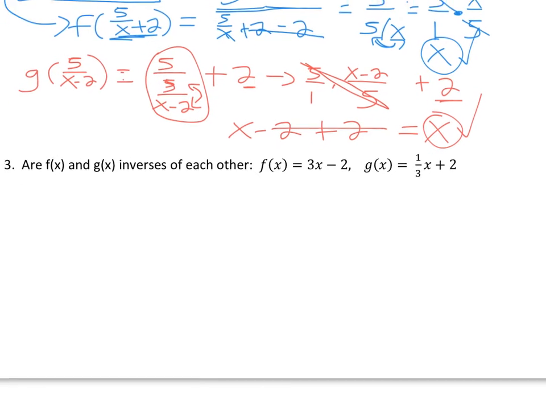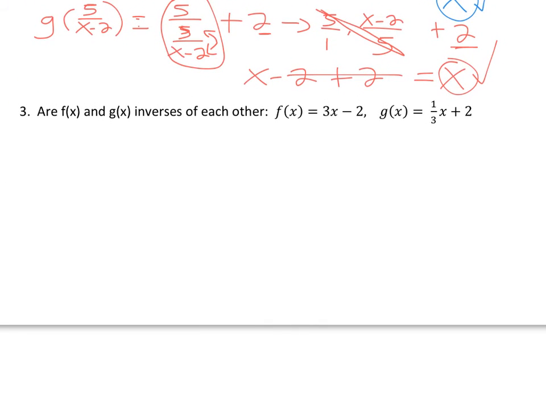Okay. So this one, now they state it a little bit differently. They give us two functions and they ask us the question, are they inverses of each other? Now I'm going to do the same exact thing. I'm going to do the f of g of x and the g of f of x. And if they equal x for both, then we'll say yes, they're inverses. If they don't equal x, then we'll say no, they are not inverses.